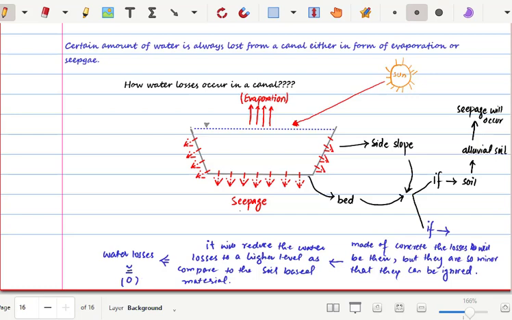So what's the important point to note here? The important point is that if your canal is made up of alluvial soil, then you will face the problem of seepage, right? Evaporation is going to happen in both cases, but seepage is going to be higher in case of alluvial soil. But if your canal is made up of concrete or any other material, then it will reduce the problem of the seepage, and the water losses will be approximately equal to zero. They are going to be so minor that we will ignore those losses.